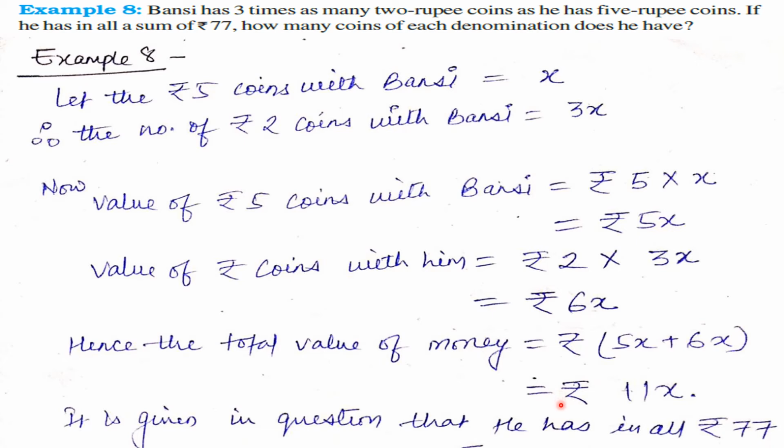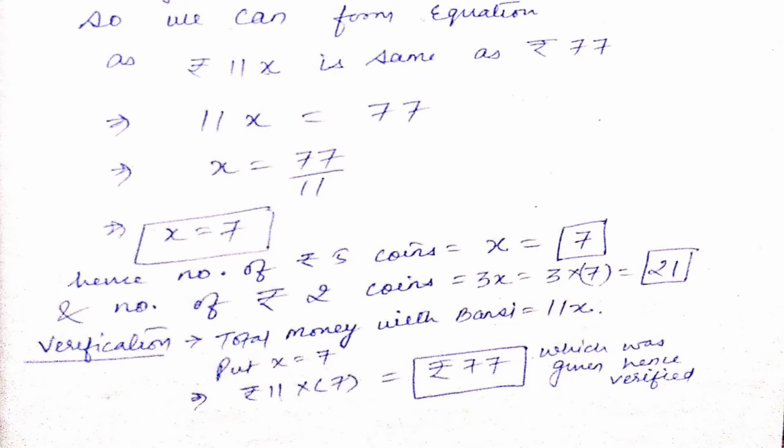To our luck, this value of money is given to us in proper rupees form. So we can say this 11x, which is value of money with him, is same as rupees 77. I have written over here. It is given in the question that he has in all rupees 77. So we can equate these two and form an equation. Yes, that is our target, to form an equation. Let's see. So we can form the equation as 11x is same as 77. Therefore, we can say they both are equal. And we have got our equation.